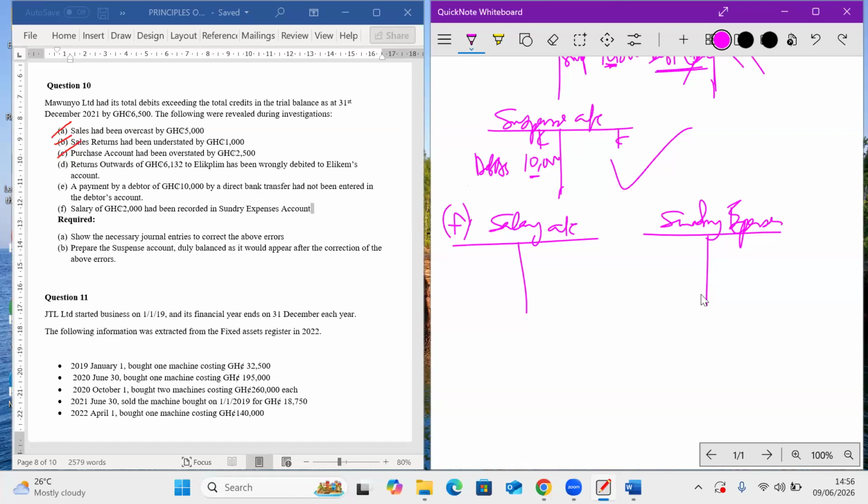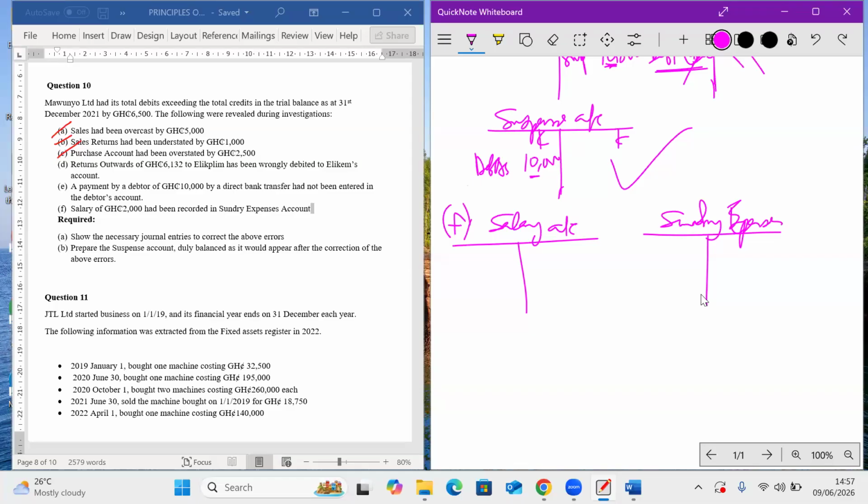We are recording the entries per the transactions. So tell me the basic way you understand it, without debit and credit. Salary of 2,000 had been recorded in sundry expense account. It simply means that the 2,000 belongs to salary, right? But where did they record it? Who did they give the 2,000 to? Sundry expenses account.